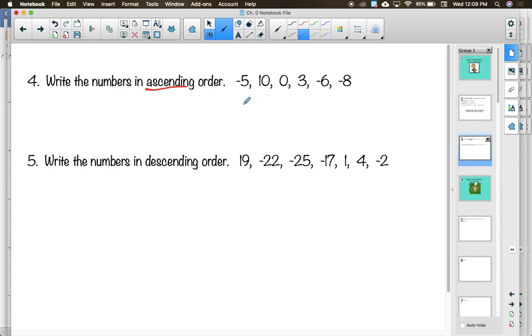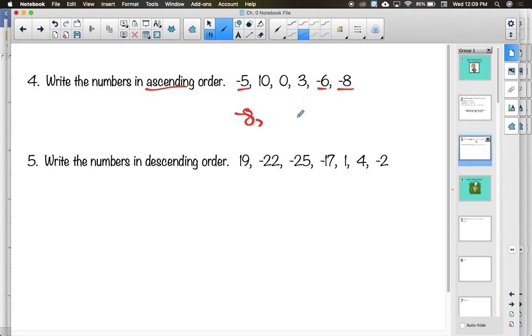So I'm going to find my smallest number first. And when I look at this list of numbers, I see negatives and positives. And I know my negatives are smaller than the positives. So my 3 negative numbers are -5, -6, and -8. Well, -8 looks like it's the biggest because 8 looks bigger than 6 and 5. Since it's negative, it's actually my smallest number.